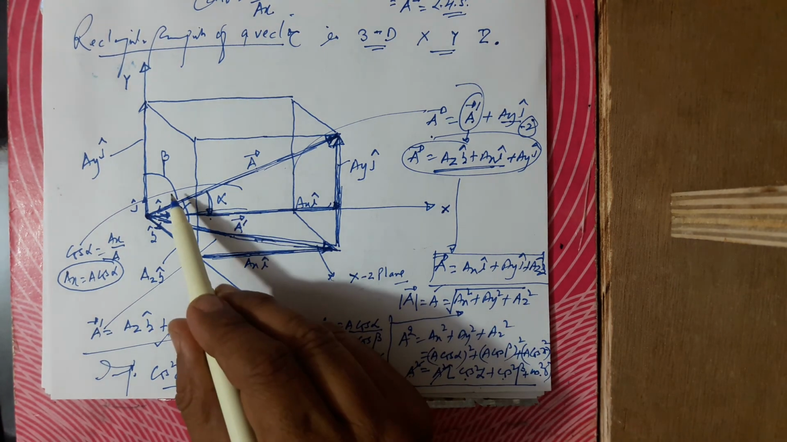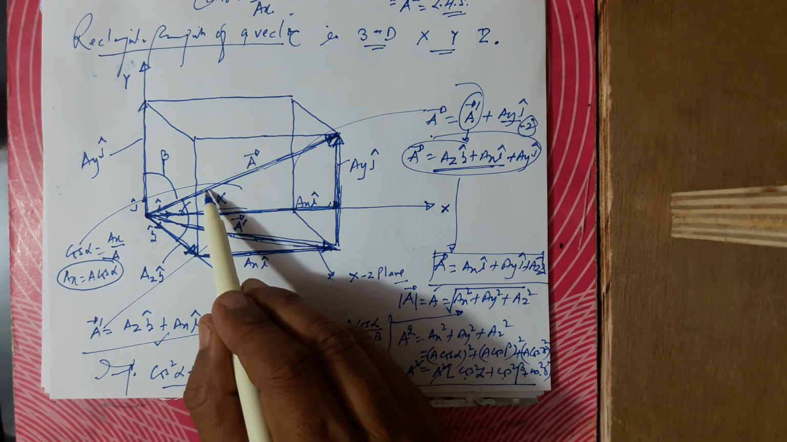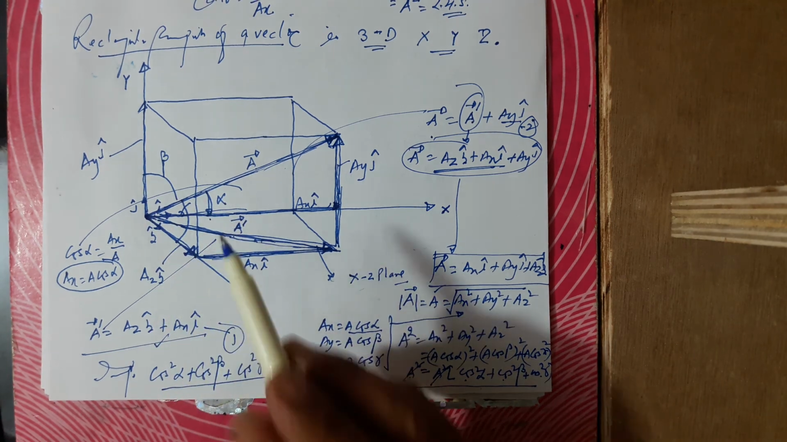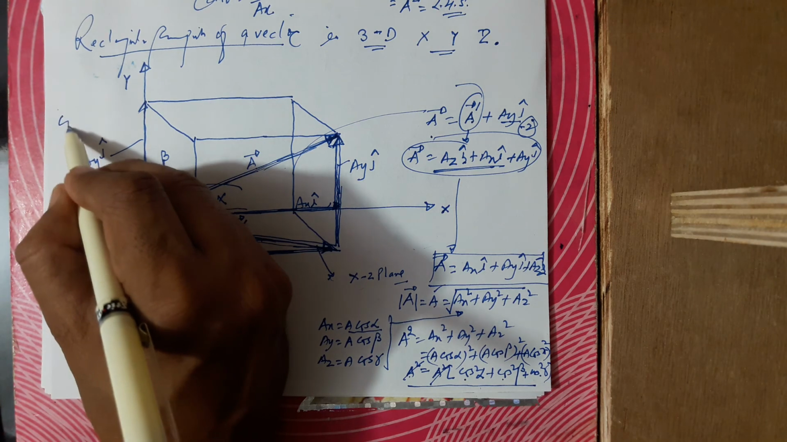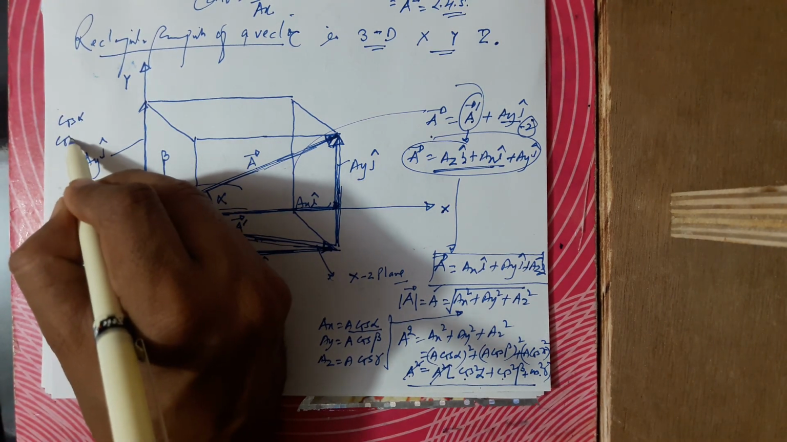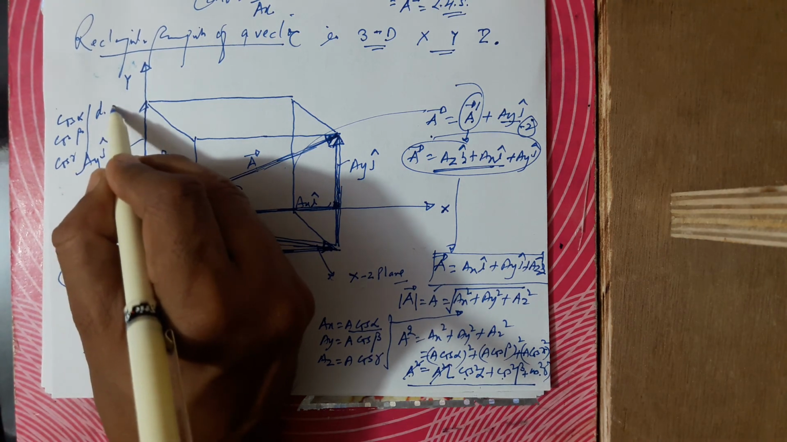Here alpha, beta and gamma are the angles vector A making with x, y and z direction, and this cos alpha, cos of beta and cos of gamma, these are direction cosines.